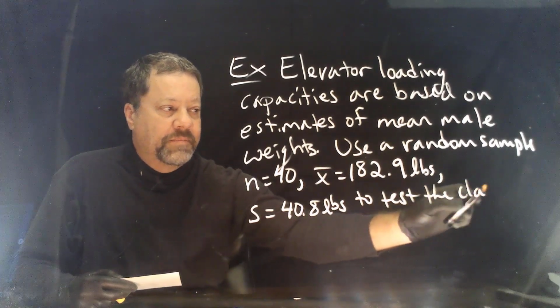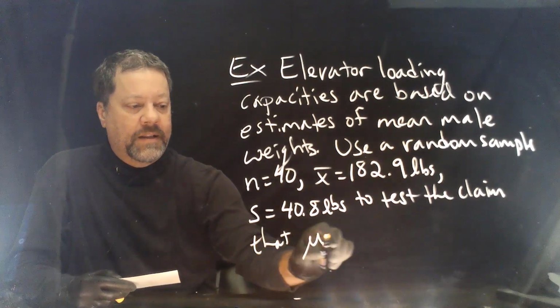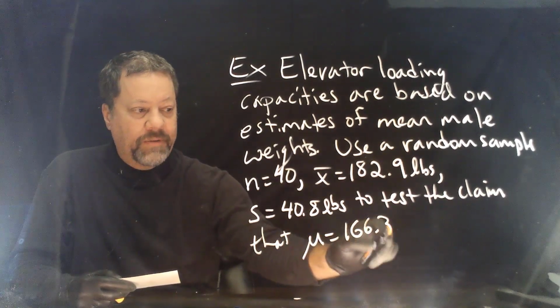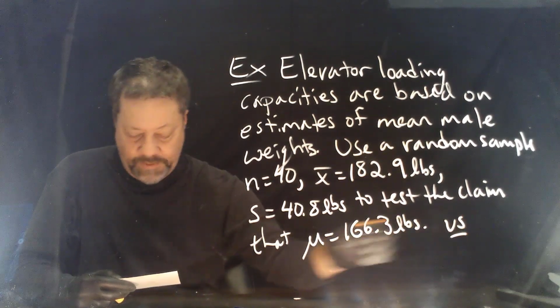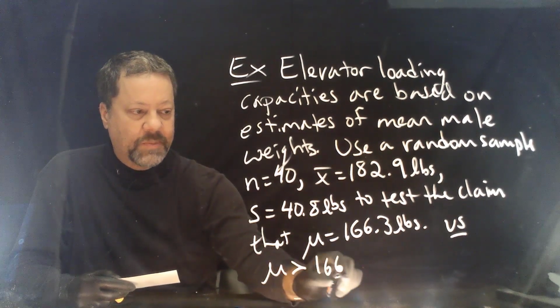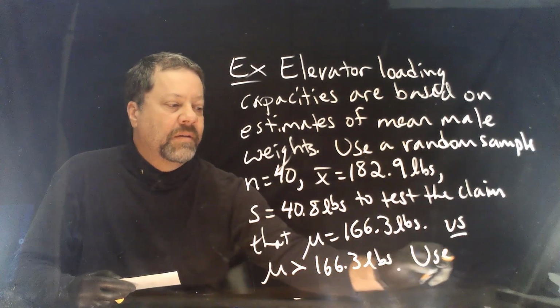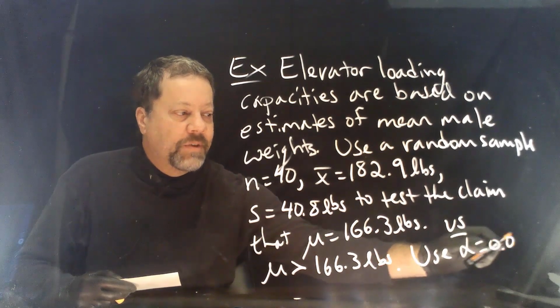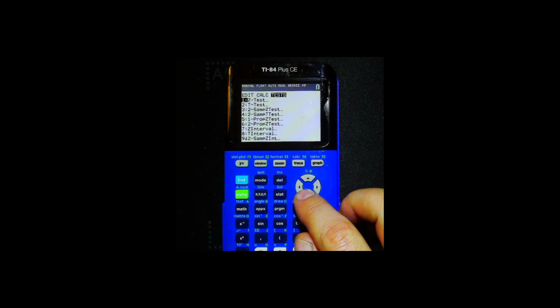To test the claim that the mean is 166.3 pounds versus the alternative hypothesis that the mean is greater than 166.3 pounds. So this will be a one-tailed test. Use a level of significance of 0.05. We'll press Stat and go to Tests. This will be a t-test.